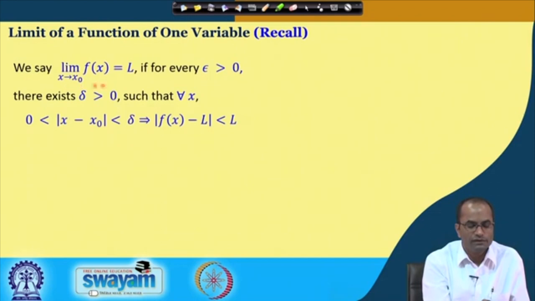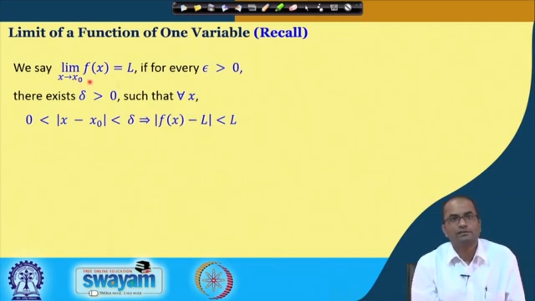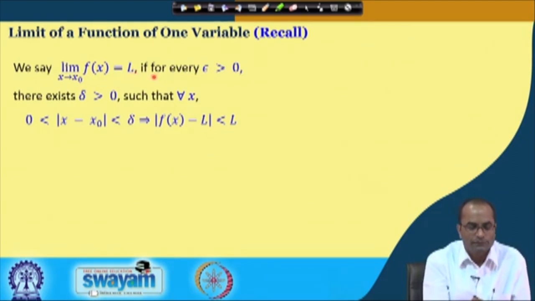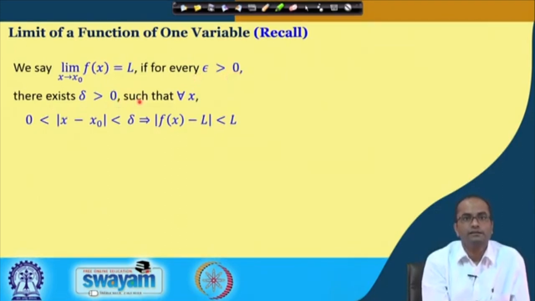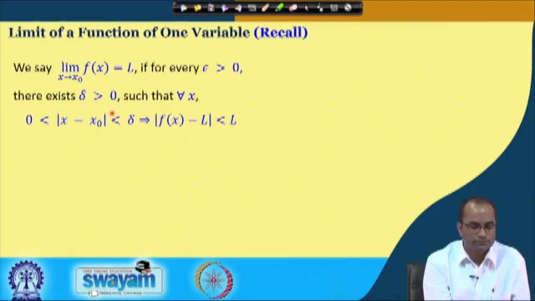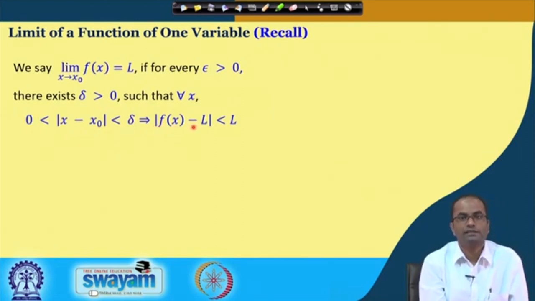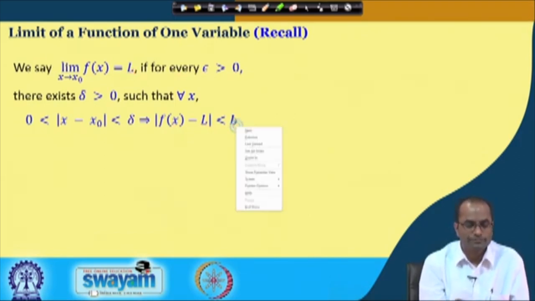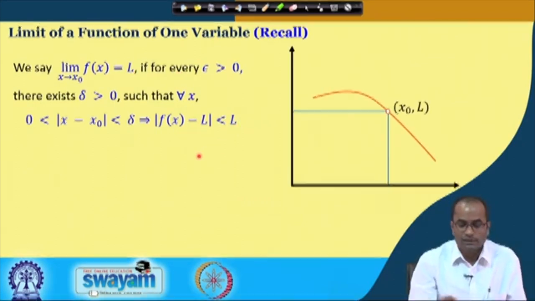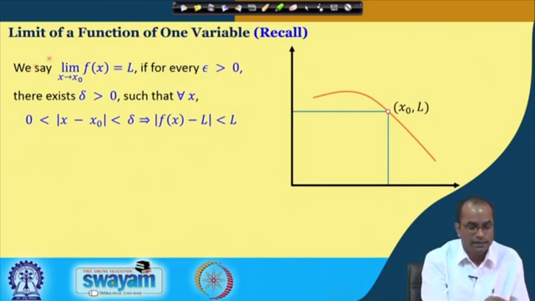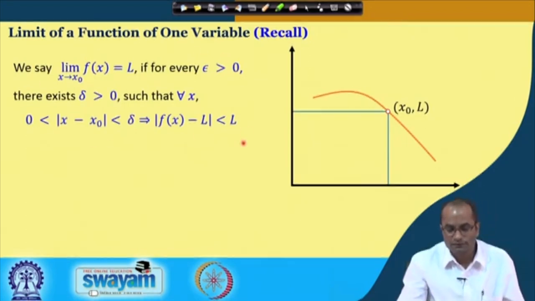So, here we say for the one variable case that the limit as x goes to x naught of f(x) is equal to L, if for every epsilon greater than 0 there exists a delta greater than 0 such that for all x belonging to this neighborhood of x0, it implies that the difference between f(x) and L is less than epsilon. Let me explain this concept with the help of this plot here.